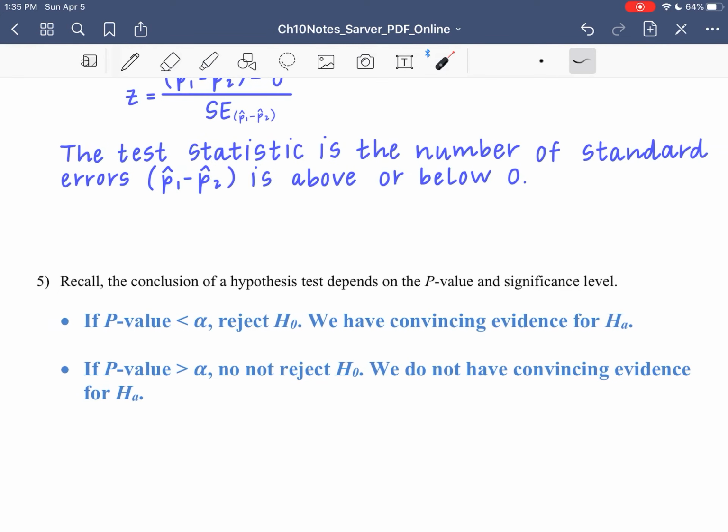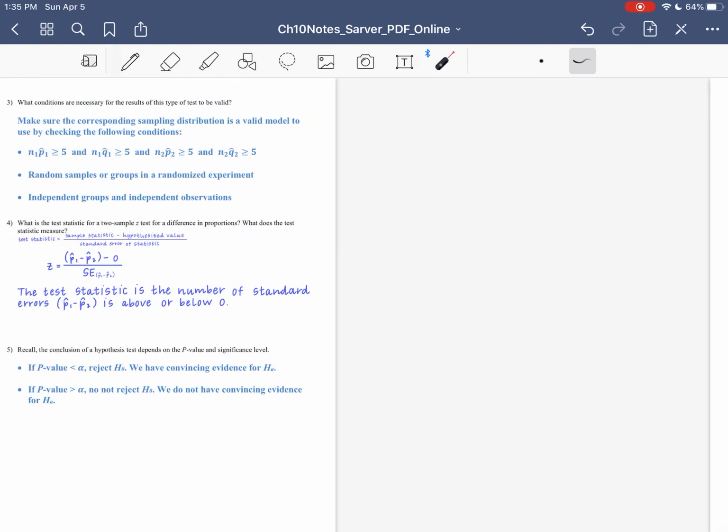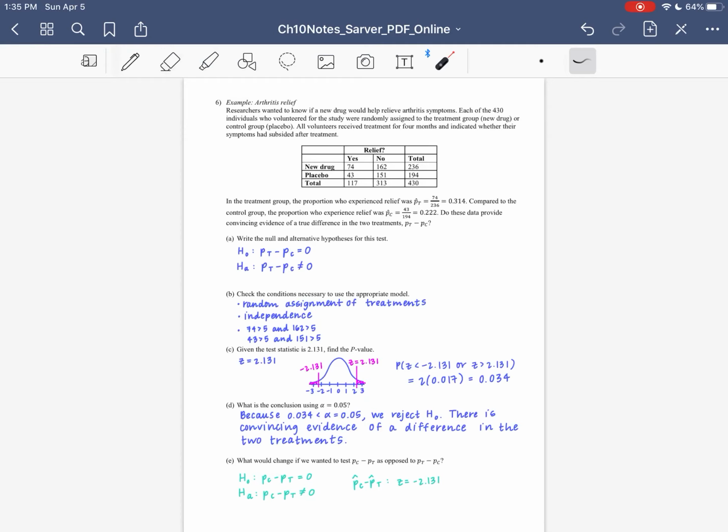Of course, our conclusion is the same. So remembering our significance level and our decision whether we're going to reject or fail to reject our null hypothesis. So on the next page, there is an example. I'm not going to go through this one in detail because I want to skip over to the confidence interval part and how that relates to hypothesis tests.